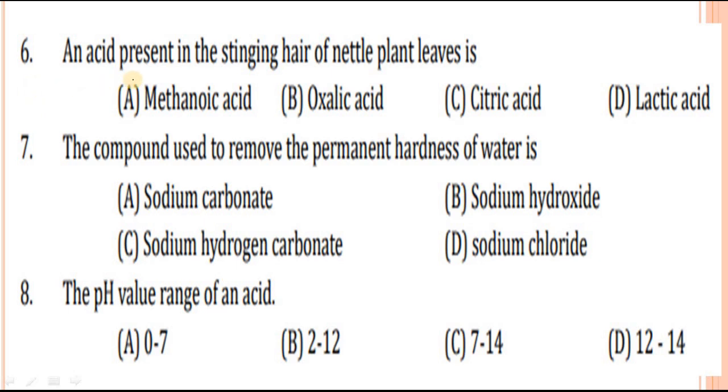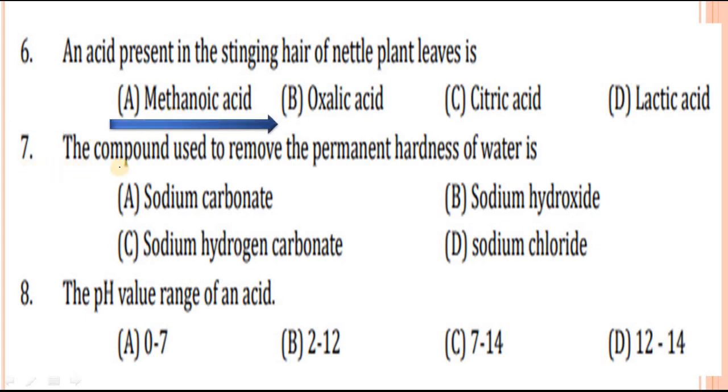Question number 6. An acid present in the stinging hair of the nettle plant leaves is: methanoic acid, oxalic acid, citric acid and lactic acid. Oxalic acid is present in tomato, citric acid in citrus fruit like lemon and lactic acid is present in milk. And methanoic acid is present in the hair of the nettle plant as well as some insects. So A option is the correct answer.